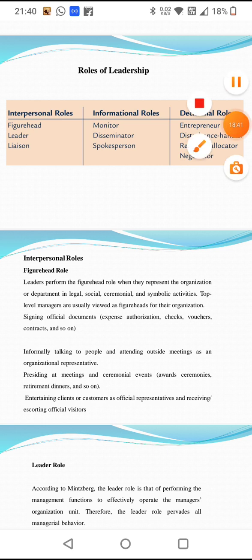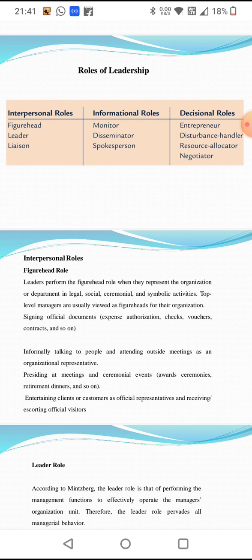And the next being the liaison role. Leaders perform the liaison role when they interact with people outside their organizational unit. Liaison behavior includes networking to develop relationships and gain information and favors. So, serving on committees with members from outside the organizational unit, attending professional or trade association meetings, or calling and meeting with people to keep in touch.